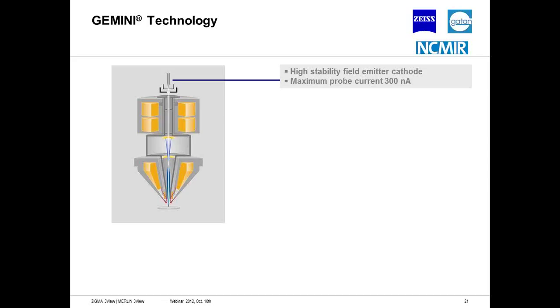And also this field emitting cathode is necessary for having highest resolution. Then the GEMINI allows to have probe currents up to 300 nanoampere, and that is really a lot. Normally you never use that in life sciences. But you can use very high currents, and that means in that application that you are able to scan very fast without losing resolution. And so it is absolutely an issue.